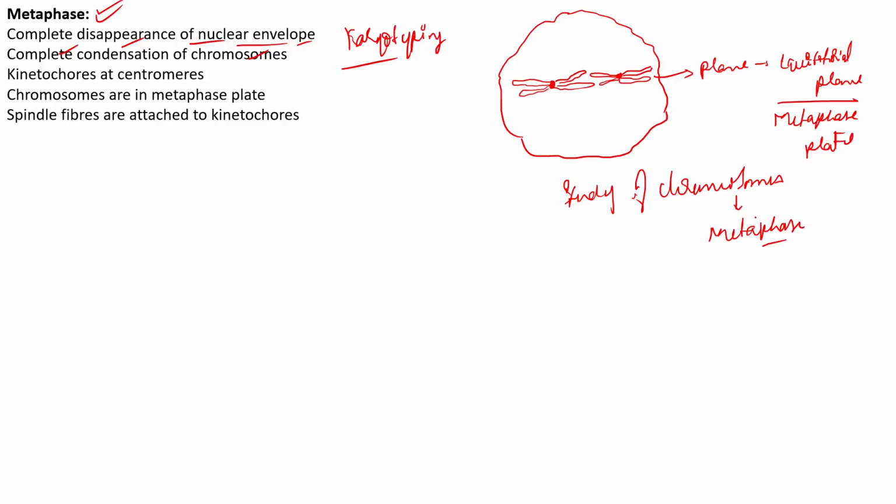Now, as I said, you see that at the centromere there is a formation of a structure called the kinetochore. The kinetochore is more clearly visible during the metaphase stage. The arrangement of these chromosomes in the equatorial plane is called the metaphase.